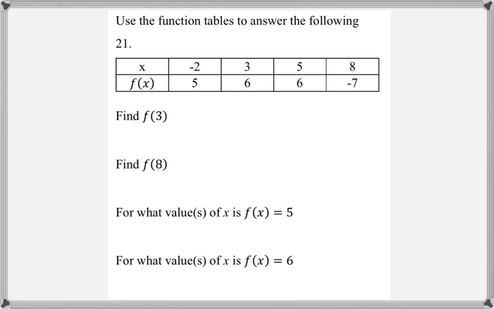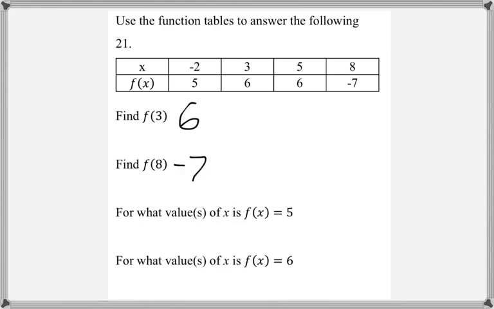For a table, it means you need to find 3 on your list of x's, which is right here, and what is the corresponding y value, or what is the corresponding f of x value. So that would be 6. So 3 gets mapped to 6 here. So our answer is 6. With f of 8, if you find 8 on the table, if you plug in 8, the output is -7. So my answer would be -7.